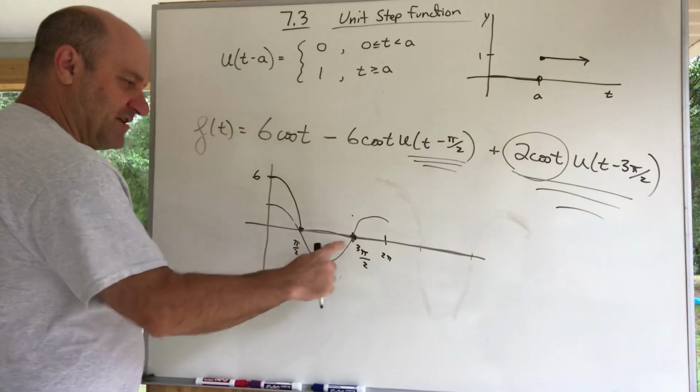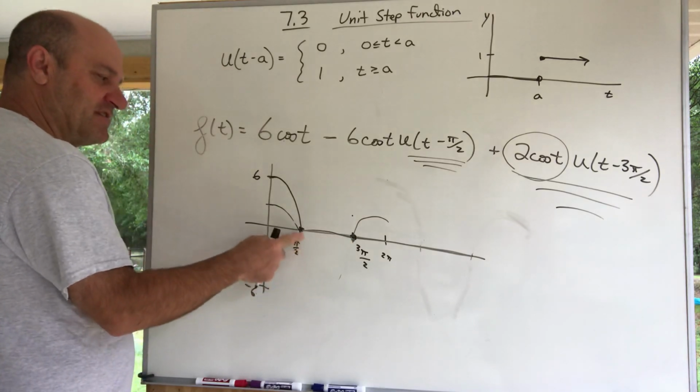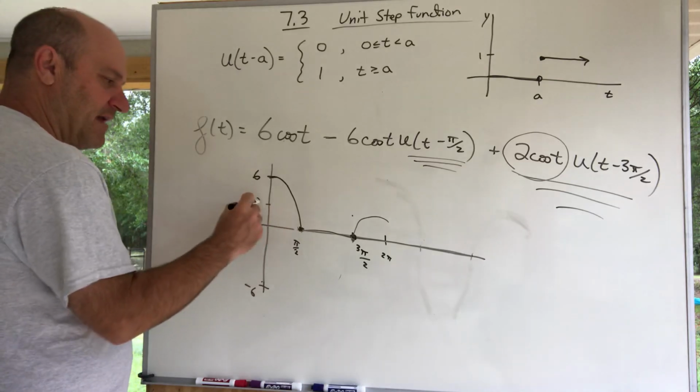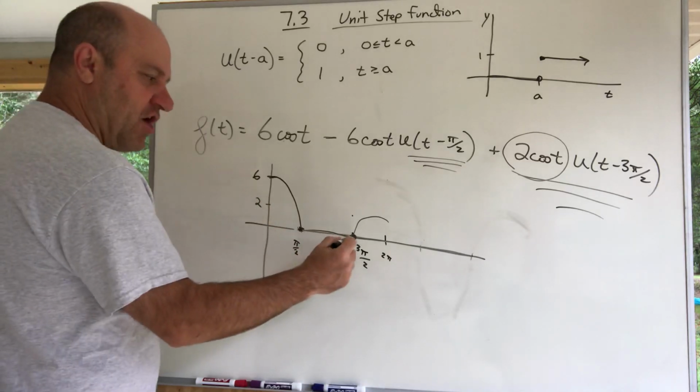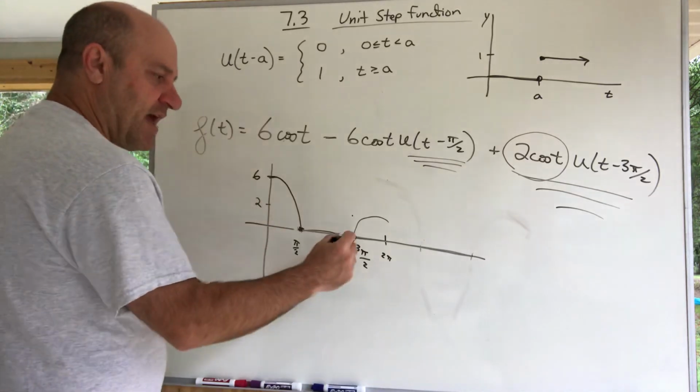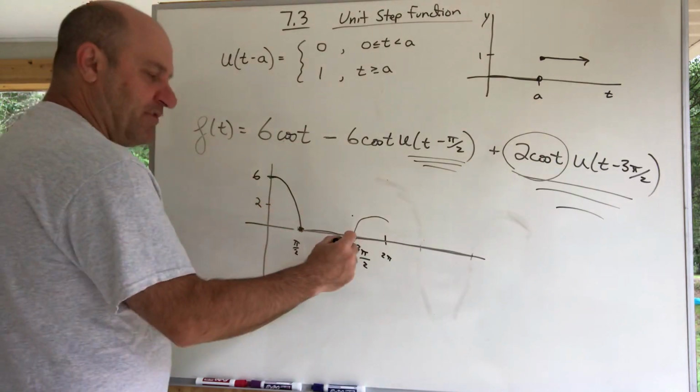Okay, so this part of it's off. This part of it's off. It's got an amplitude of 2, but it's getting turned on like a cosine function would. And now it has this amplitude of 2.